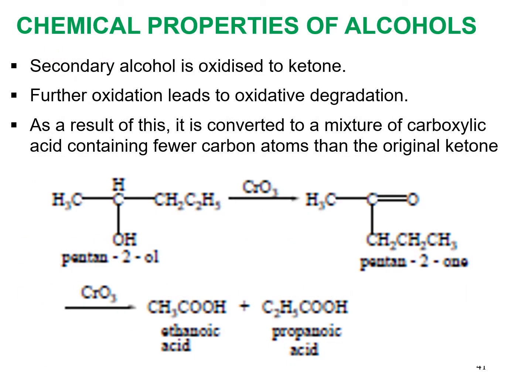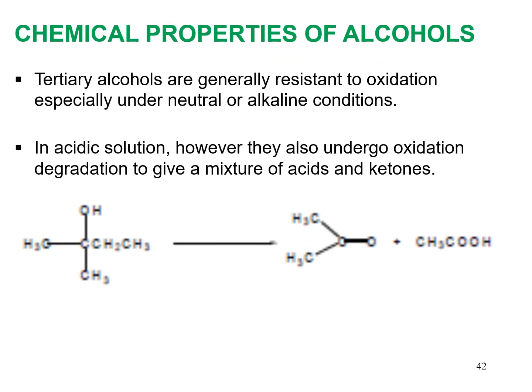Secondary alcohol is always oxidized to ketone, but further oxidation is going to cause degradation. The bond is going to cleave and form acids. But tertiary alcohol is stable to oxidation. Tertiary alcohols are generally resistant to oxidation, especially under neutral or alkaline conditions. But in acidic conditions, this tertiary alcohol is going to cleave. There's going to be oxidative degradation to give acid and ketone as byproducts. But in normal conditions, they are stable to oxidation. They resist oxidation.